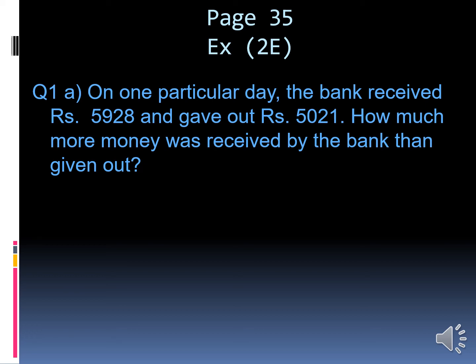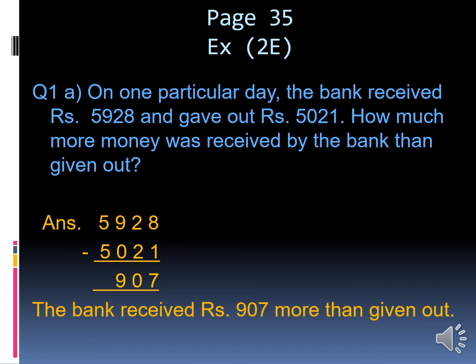While subtracting, we know that a smaller number is subtracted from a bigger number. Therefore, 5,928 minus 5,021. 8 minus 1 is 7. 2 minus 2, 0. 9 minus 0, 9. 5 minus 5, 0. Our answer will be 907. And the answer statement will be, the bank received rupees 907 more than given out.